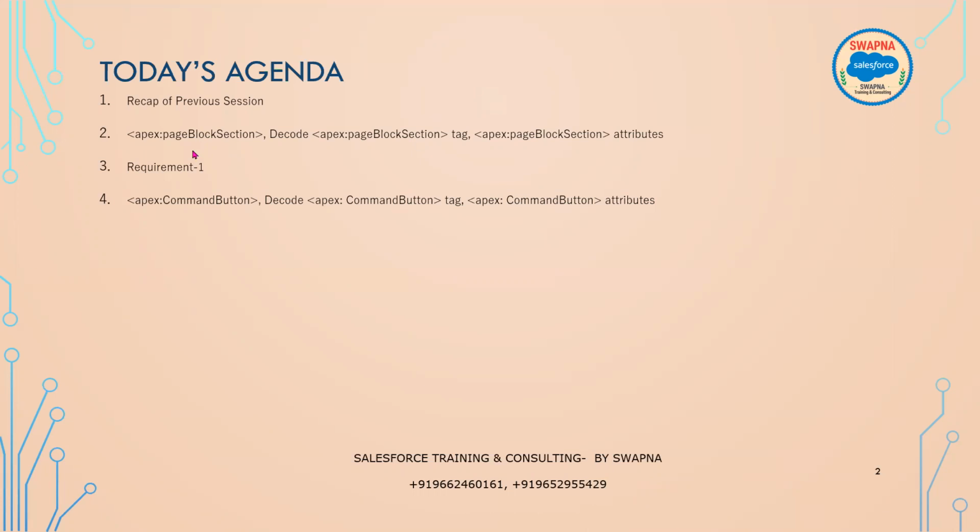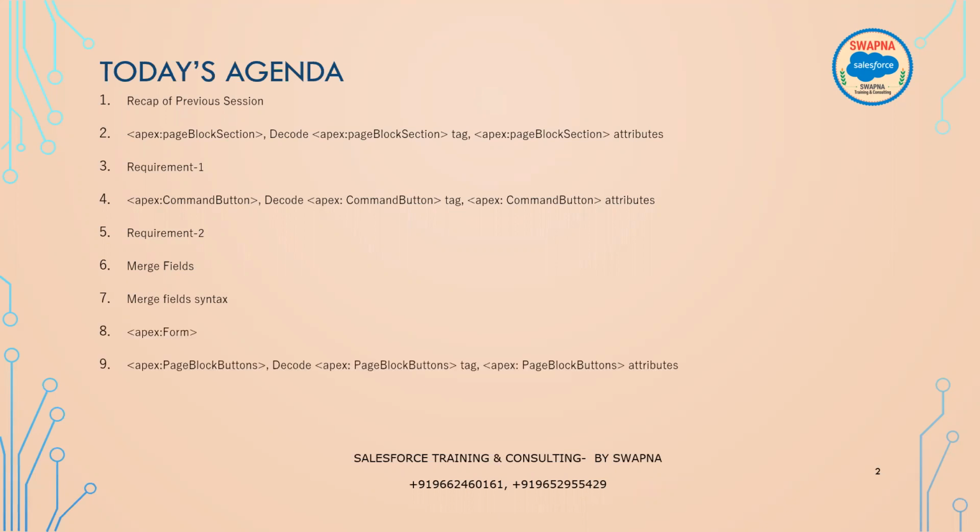The first tag which we will talk about is the apex:pageBlockSection, and also the apex:commandButton, and we will see the requirement. Then we will talk about merge fields and what the merge field syntax is, and we will talk about the apex:form and page block buttons, and then we will finally have homework and a target link. Right, so this is the agenda.